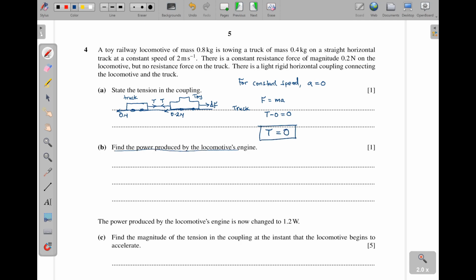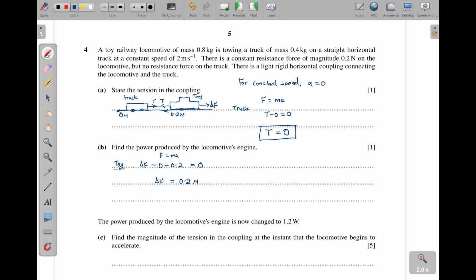Part B, find the power produced by the locomotive's engine. Now, when you look at the toy, that is the locomotive, we have the driving force. Remember, we are substituting in F equals ma. So the driving force minus the resistance forces: we have the tension, which is 0, minus the resistance force, which is 0.2, and this is equal to 0, because acceleration is 0. So the driving force is going to be equal to 0.2.